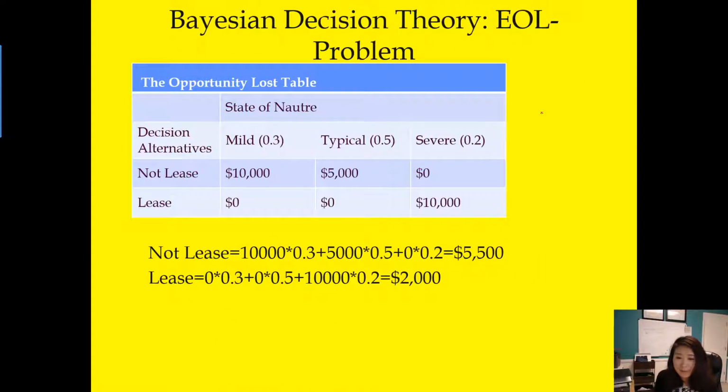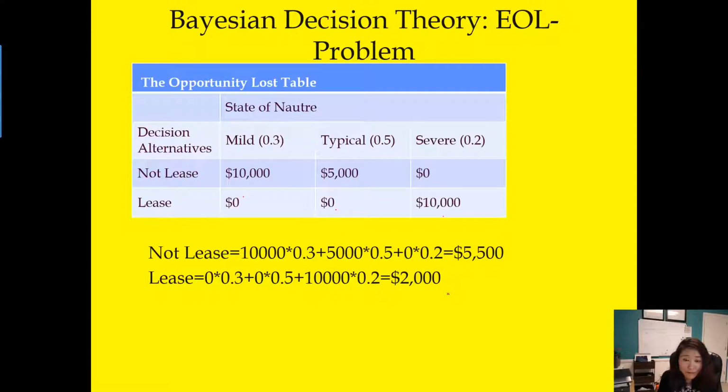So that's what we did. To calculate not listing, we are using 10,000, 5,000, and 0, and combining them with my probability. We got 5,500. And if we decide to list, we use 0, 0, 10,000 to calculate our expected loss, and combining it with my probability, I got 2,000. So now what's your final decision?